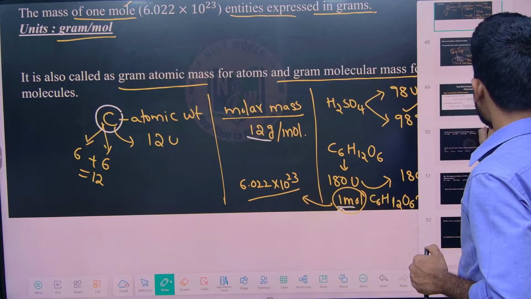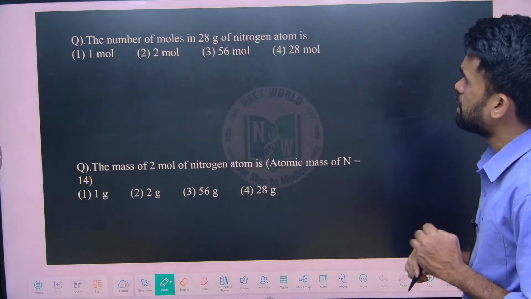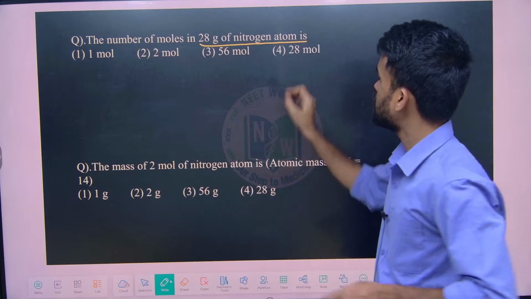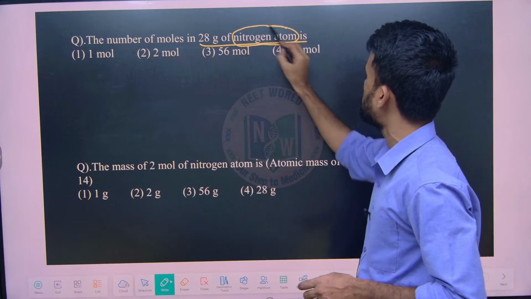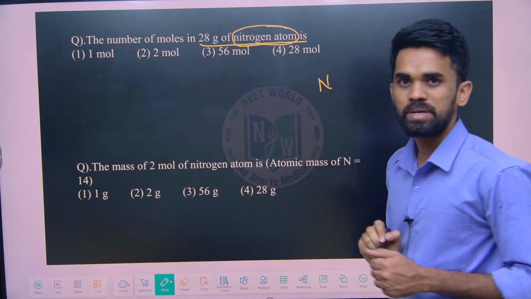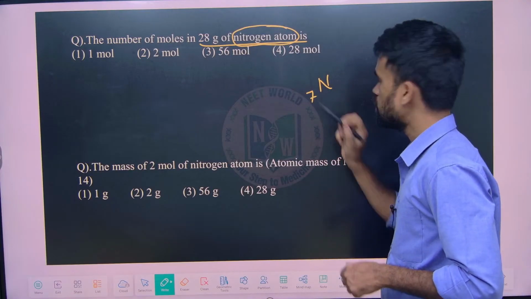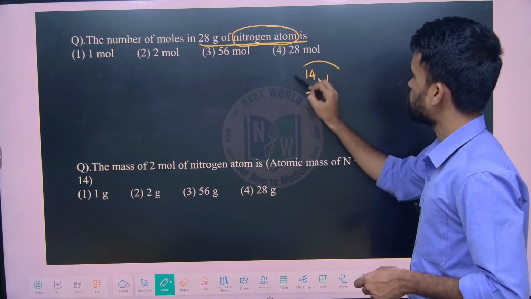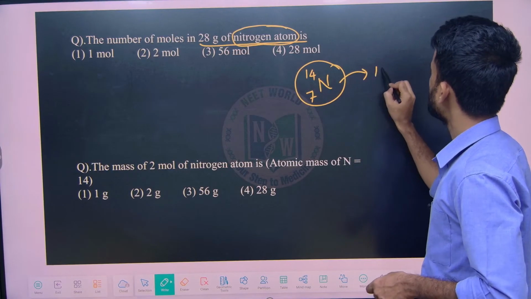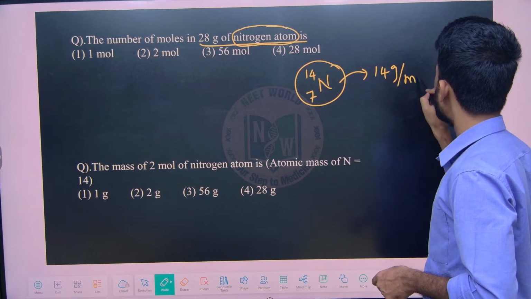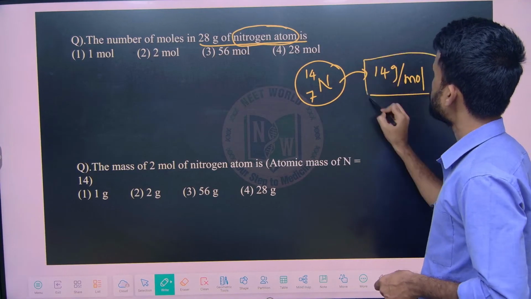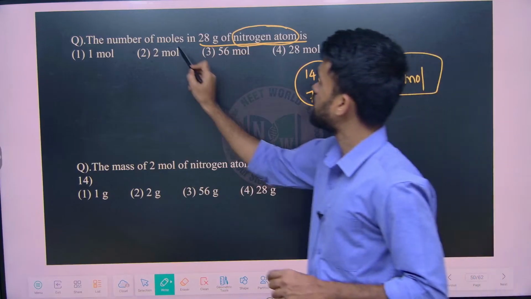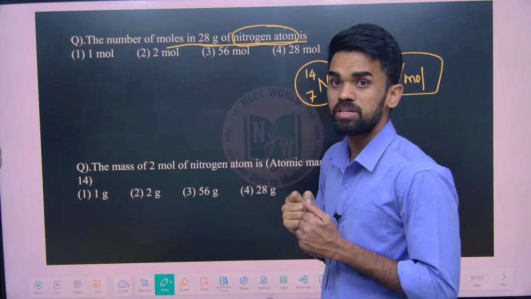Now I will be giving you a few questions. The number of moles in 28 grams of nitrogen atom is. They have mentioned nitrogen atom. What is the atomic number of nitrogen? We know 7. And its mass number? 14. So what is the molar mass of nitrogen? 14 gram per mole. This is the molar mass of the nitrogen atom, not the molecule. Now they are asking the number of moles in 28 grams of nitrogen atom.